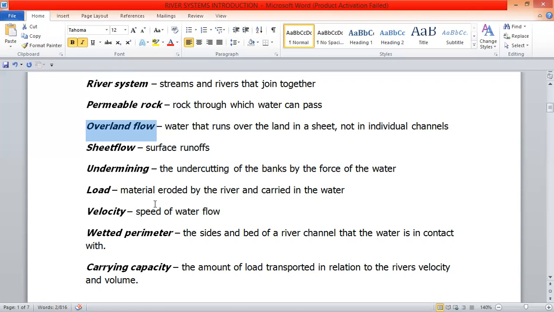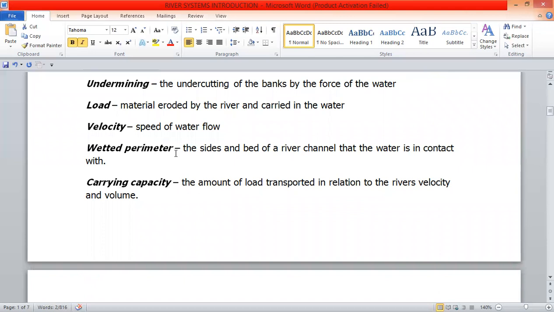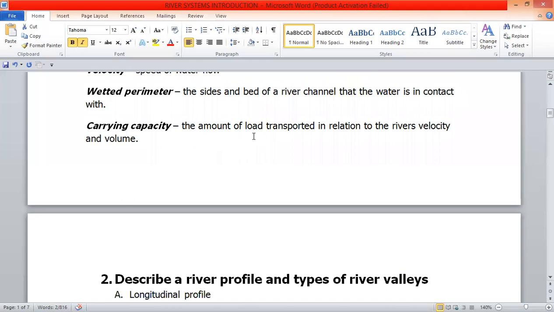Velocity means the speed of water flow. Wetted perimeter is the sides, that is the two banks, and the bed of the river channel that the water is in contact with. Then carrying capacity is the amount of load transported in relation to the river's velocity and volume. So these are the terms.